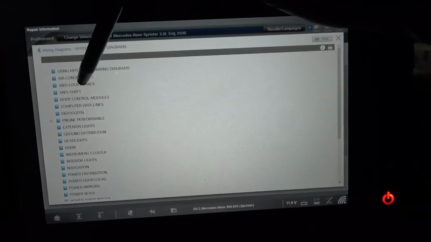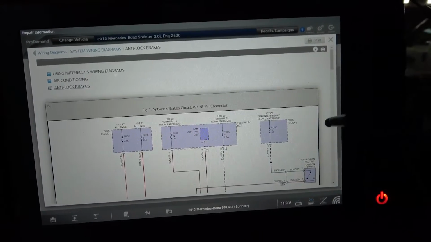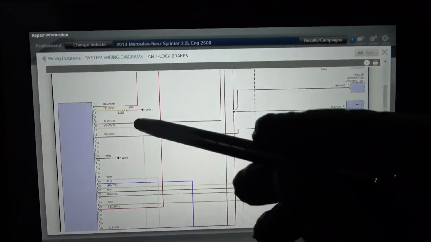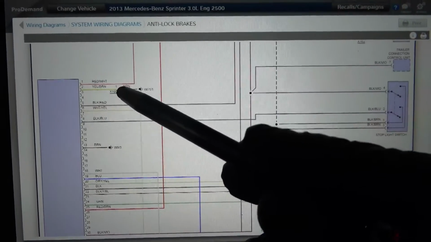So let's go to anti-lock brakes. So right here we're going to go to the ABS control unit first. So over here is our ABS control unit. As you can see here, we have one ground wire. Okay, it's brown.